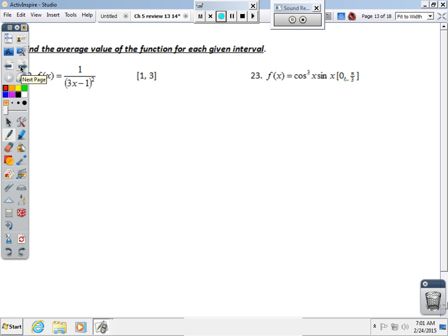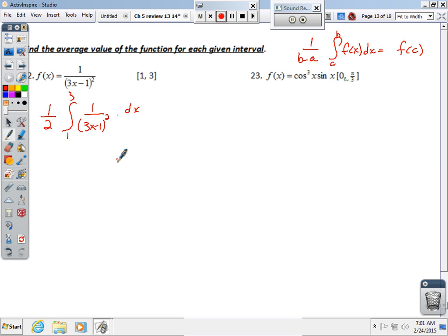And the last two is just average value. Right, find the average value of the function. So this is 1 over b minus a, integrate from a to b of f of x dx equals the average value, which is f of c. All right, so 1 over b minus a, so 1 over 2, integrate from 1 to 3 of 1 over 3x minus 1 squared times dx.